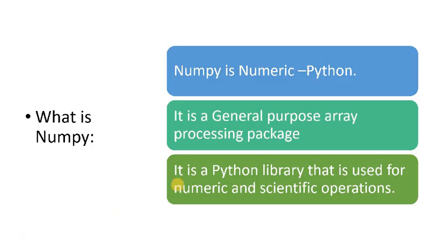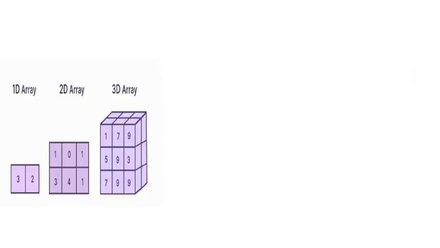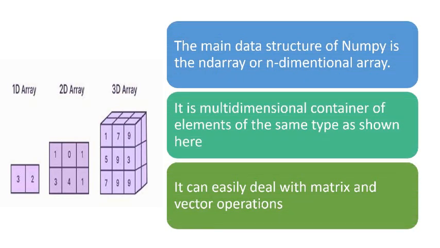To perform these numeric and scientific operations, we need some data structure to store our data. So the data structure used in NumPy is the ndarray, or we can say n-dimensional array. It is a multi-dimensional container of elements of the same type, as shown here. It can easily deal with matrix and vector operations.